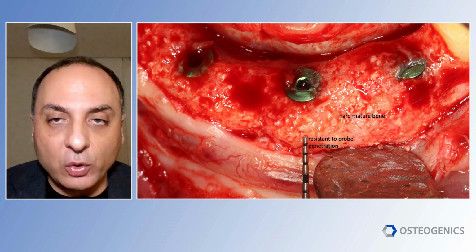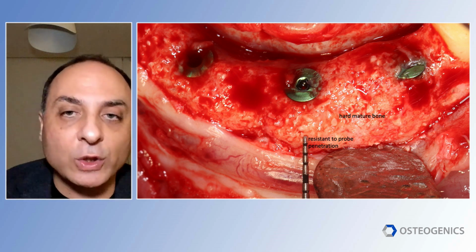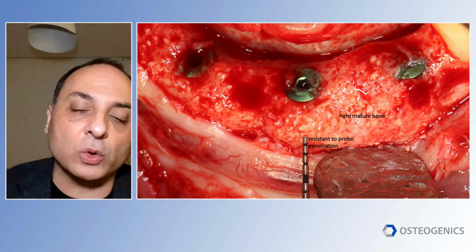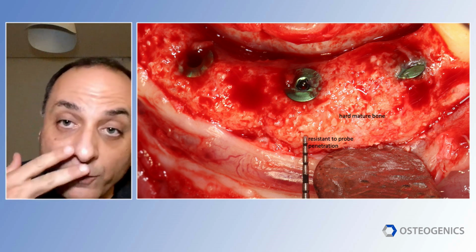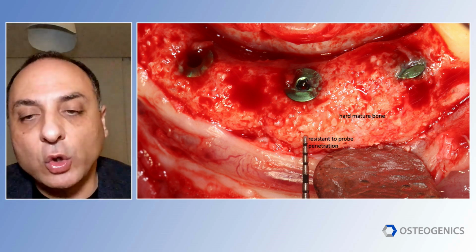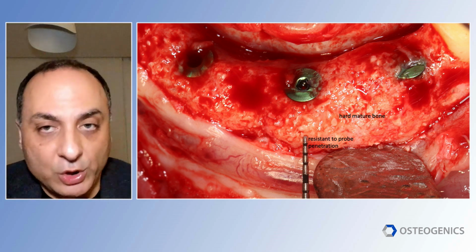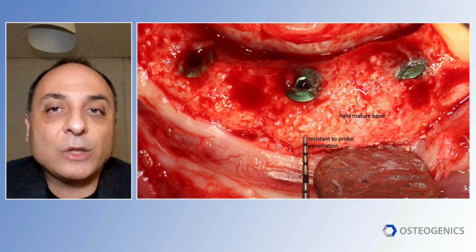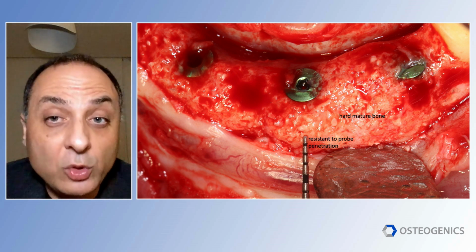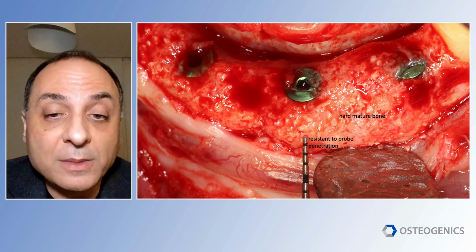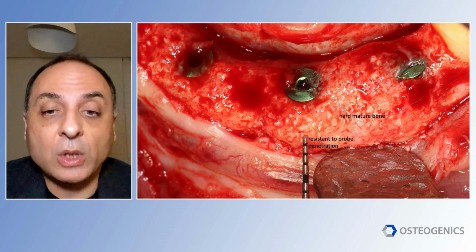Why? Because this bone has matured enough, is corticalized, is lamellar bone, and this is a proof, a visual proof. So you don't need histology here. You don't need to take a core biopsy and send it to the lab to know how much newly formed bone I have, because this bone is very resistant to penetration.